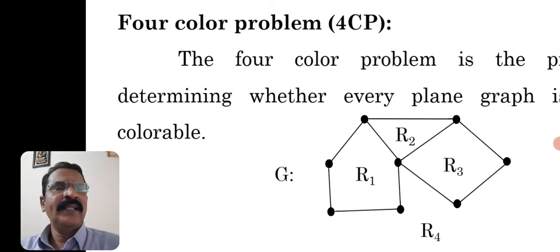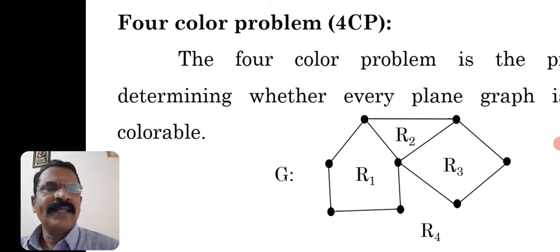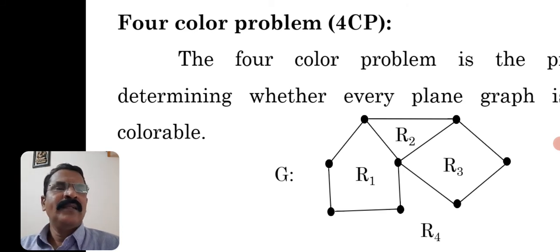Similarly, if I consider the faces R2 and R3, again R2 and R3 have a common line shared between these two regions or faces. So it implies again you cannot assign the same colors for R2 and R3. So we need to join these two vertices in the dual of a graph. In G star you are joining these two.